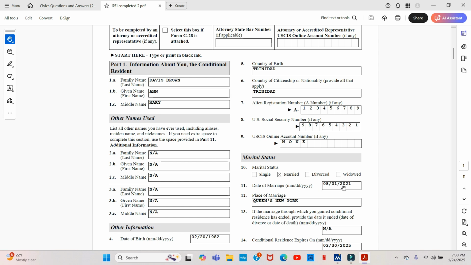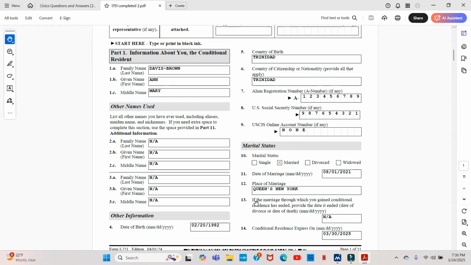Date of marriage, you supply that information here. Place of marriage, you provide the city and state where you got married. 13, if the marriage through which you gained conditional residence has ended, provide the date it ended. Date of divorce or date of death. In this case, since this person is still married, then this information here would be not applicable. If any of this is applicable to you where your marriage ended, then you would need to place the date that the marriage ended.